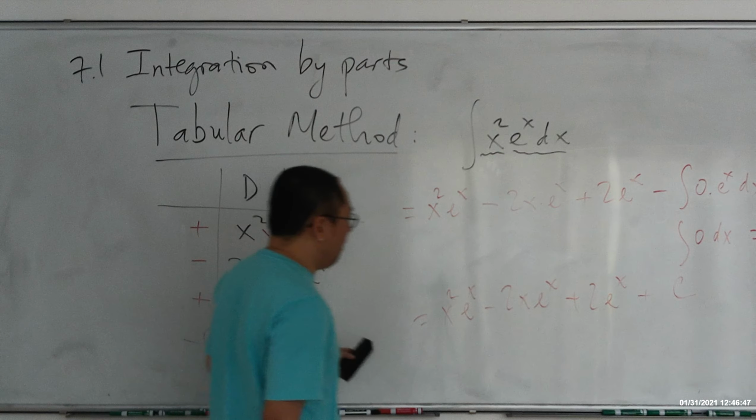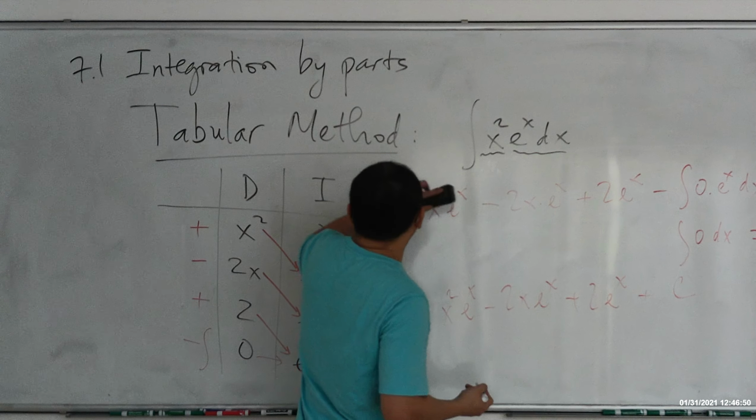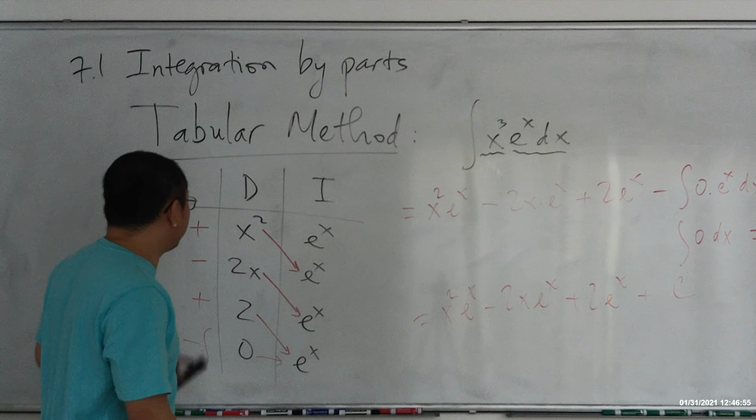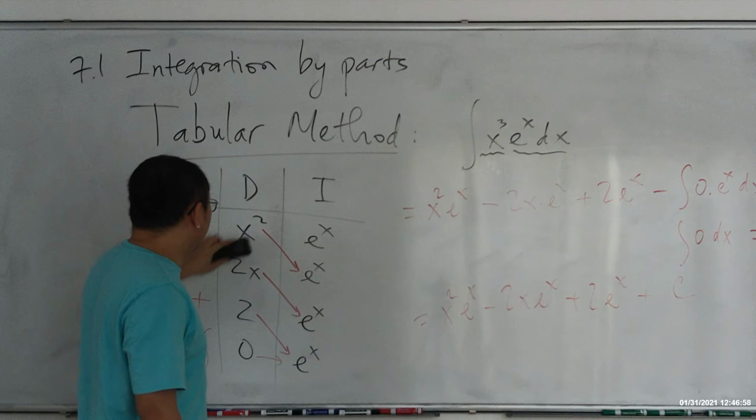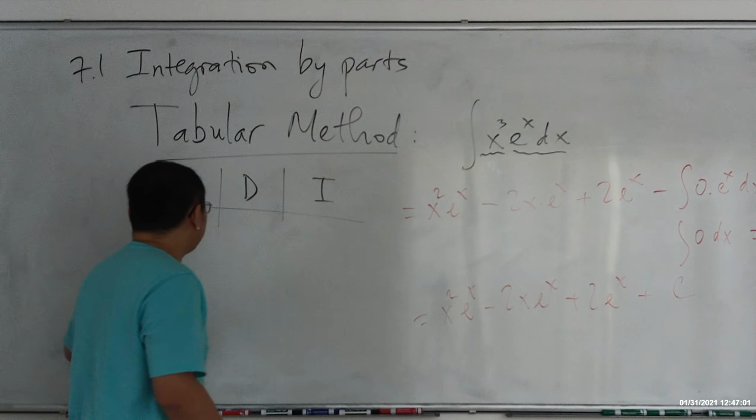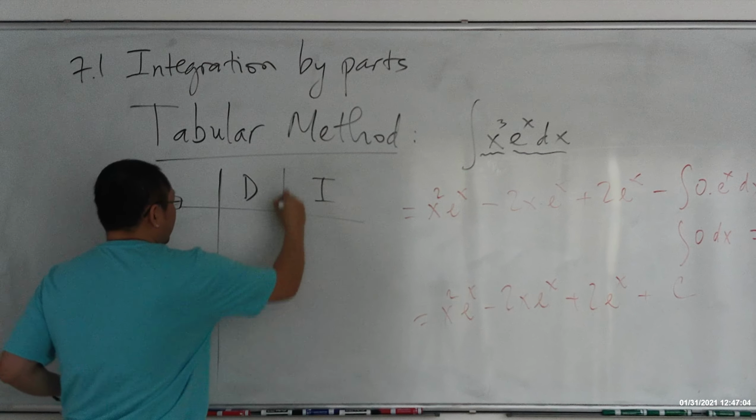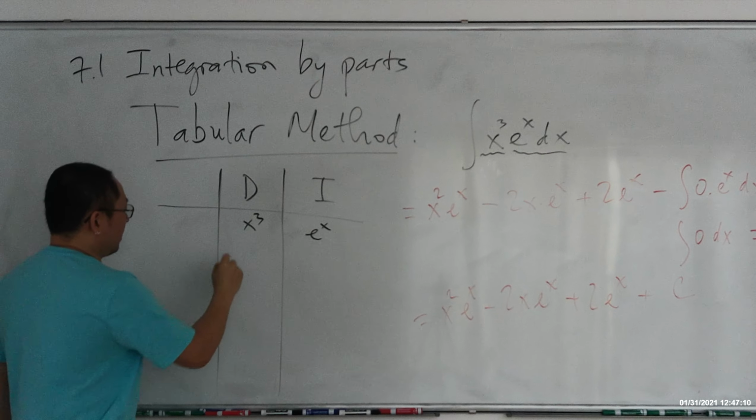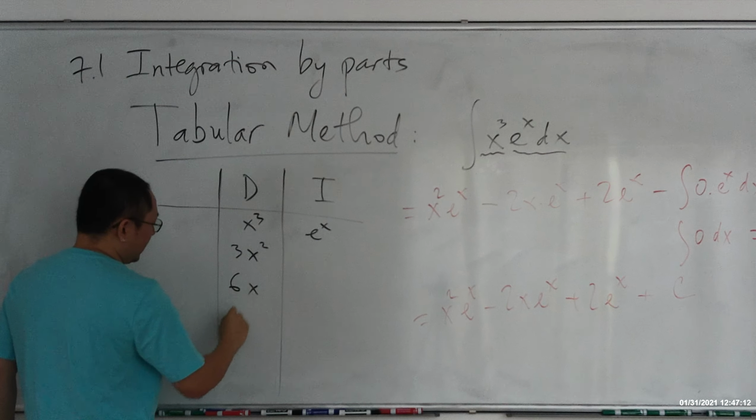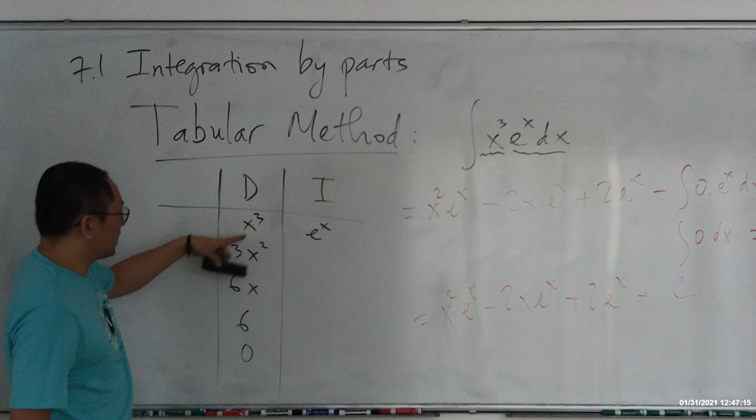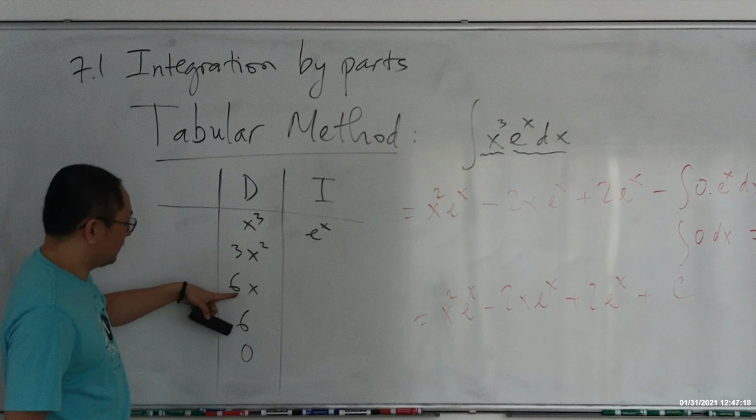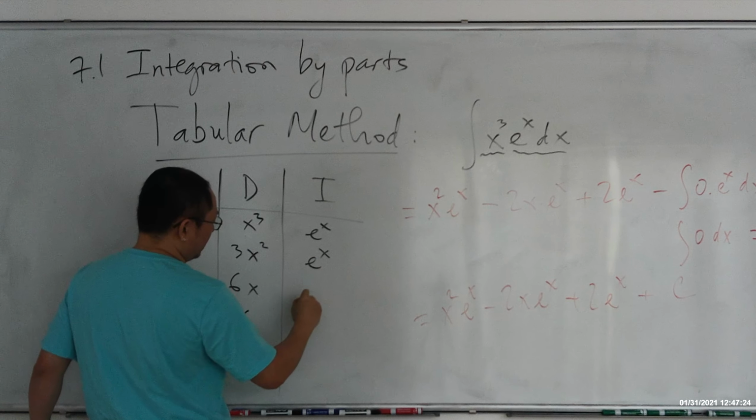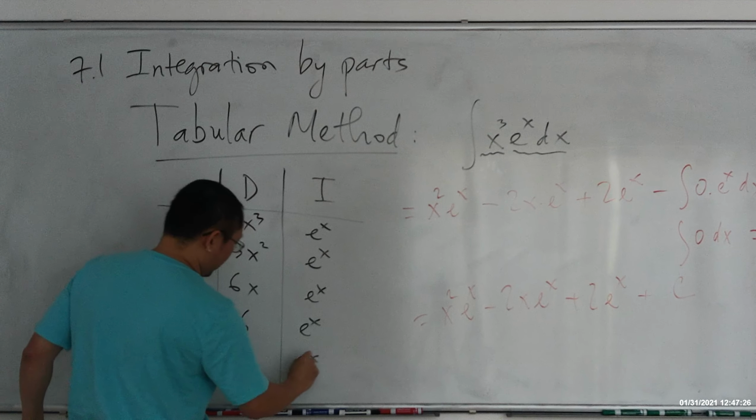Similarly, what if my problem is x cubed e to the x, right? Now instead of doing integration by parts 3 times, we can apply the tabular method. We just make a table, then we can write down the answer from the table quickly. So we start with x cubed and e to the x. The derivatives are 3x squared, 6x, 6, and then 0. The integrals of e to the x are e to the x, again and again.